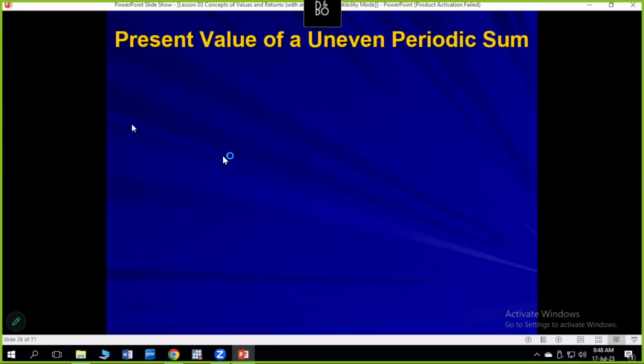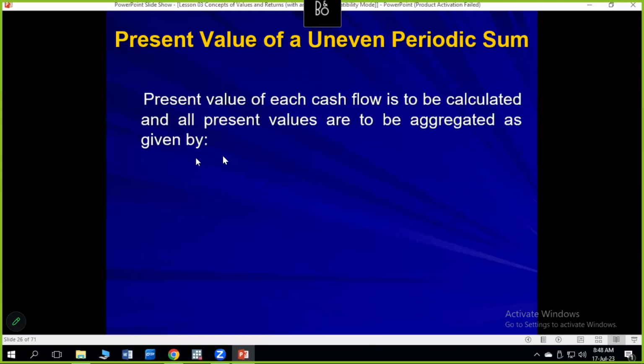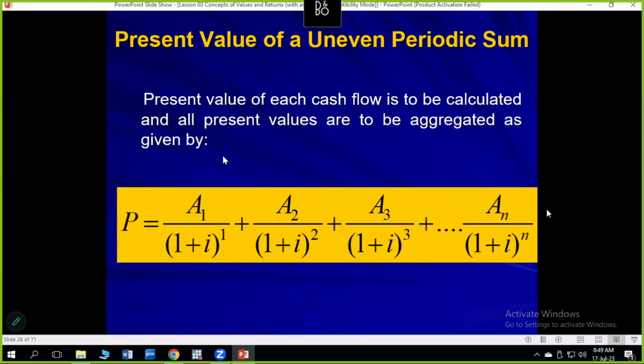Then the other concept is called the present value of uneven periodic sum. So in your exercise book, take down this title, present value of uneven periodic sum. Then you can write down the example and do some work on that. Then you can check your answer. The present value of each cash flow is to be calculated, and the whole present values are to be aggregated as given by these equations.